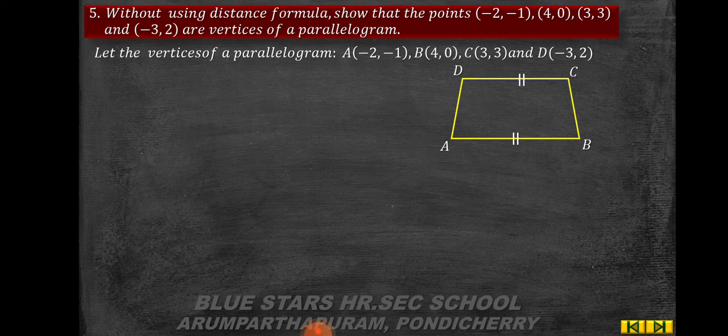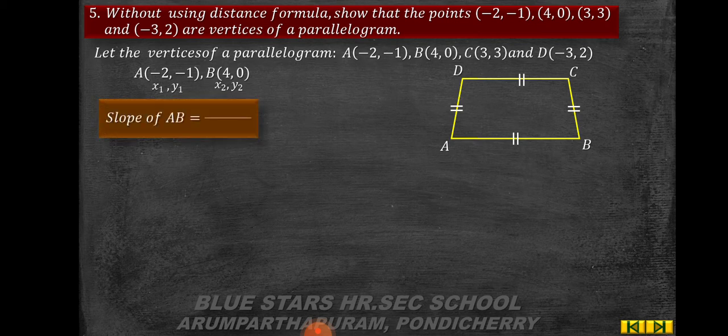In a parallelogram, opposite sides are equal. So we know the vertices A, B. So let's mark the points x1, y1 and x2, y2. So slope of AB is equal to y2 - y1 divided by x2 - x1. So substitute the values: y2 is 0 minus y1 value is -1, so minus into minus plus 1, divided by x2 is 4 minus x1 value is -2, so minus into minus plus 2, which is equal to 1/6.